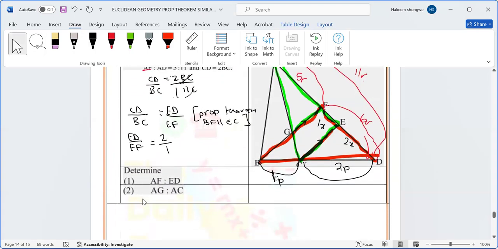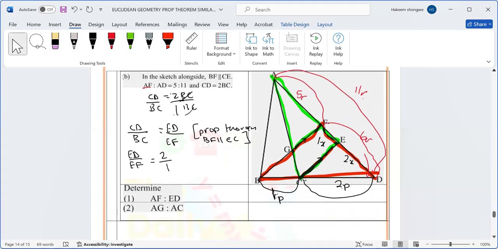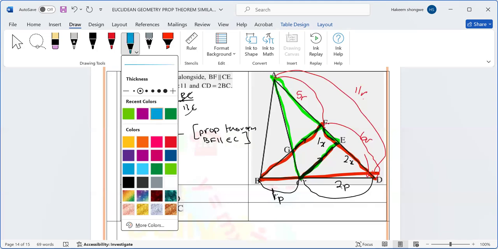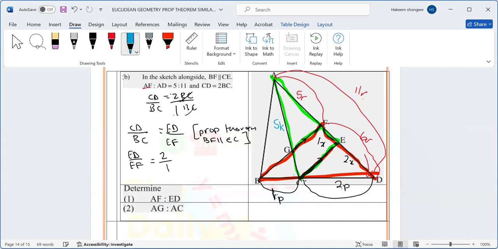Okay, next. What else can we tell them which is also not there? I can also say AG all over GC. I'm going to write this. It's not there. I'm going to write it. AG, it's 5K. I didn't use K. I don't know this part. They are not correlating. They are not correlated.